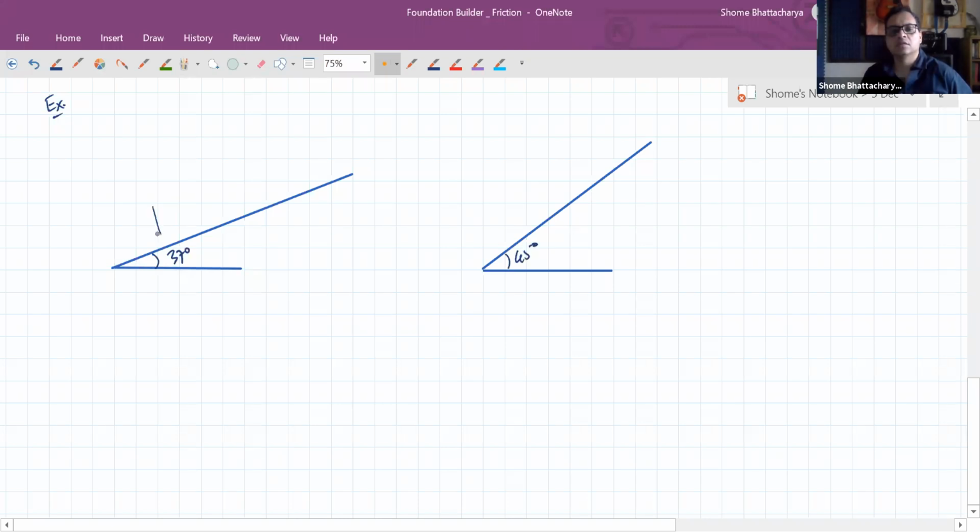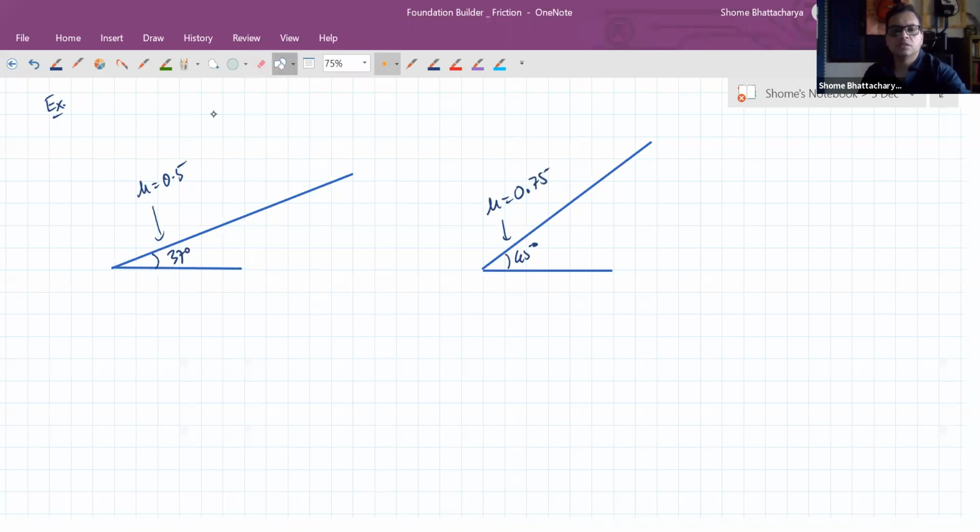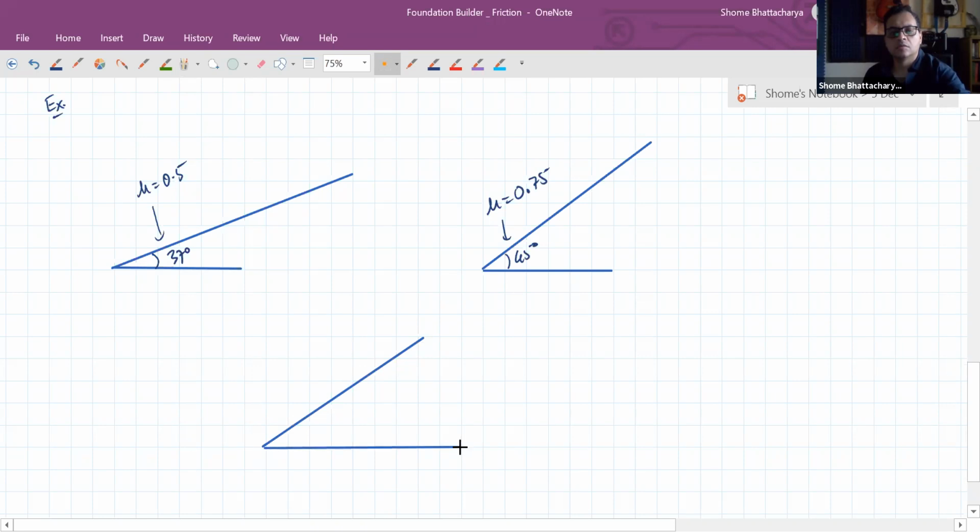Okay. And the coefficient of friction here is 0.5. And here, let's say the coefficient of friction is 0.75. Okay. And let's also consider another third case where the angle of inclination is 30 degrees. Okay. And the coefficient of friction is 0.7. So let's say these are cases A, B, and C.